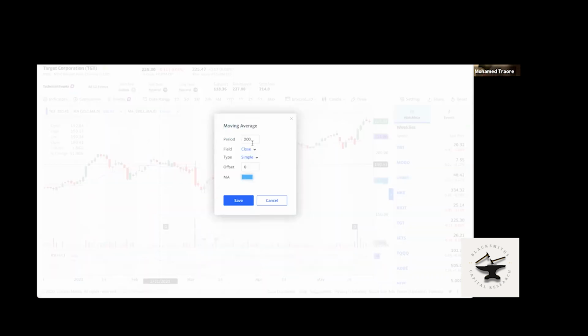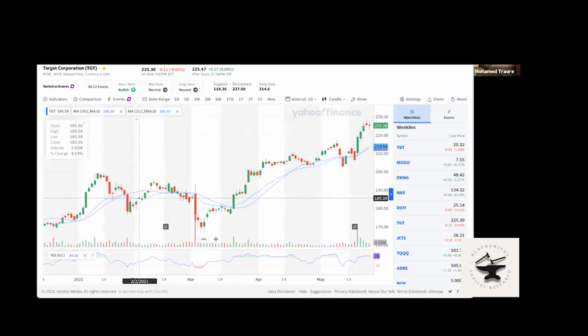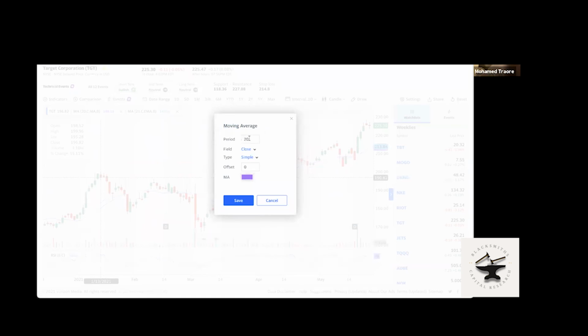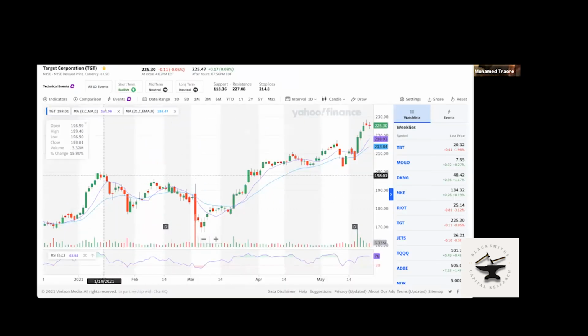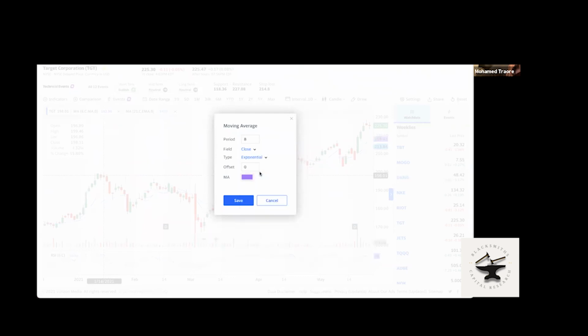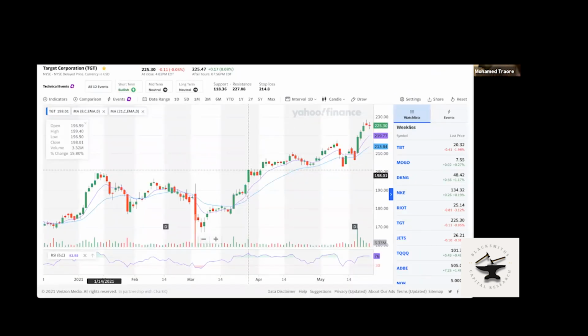Now, let's say I change, so again, to this 21-day exponential moving average, this last thing we'll go over real quick, just so you can see it live. In the 8-day exponential. Look at those price moves right there.